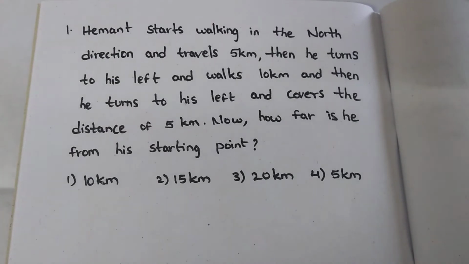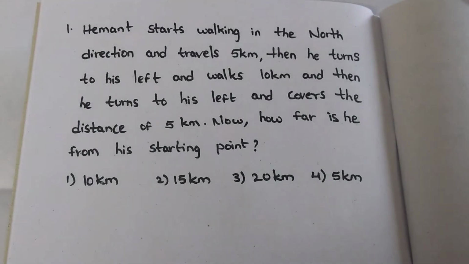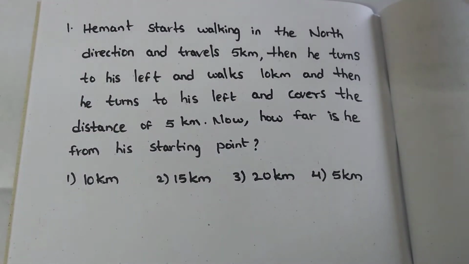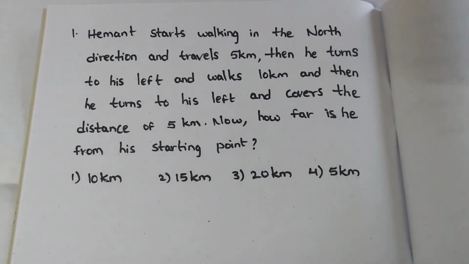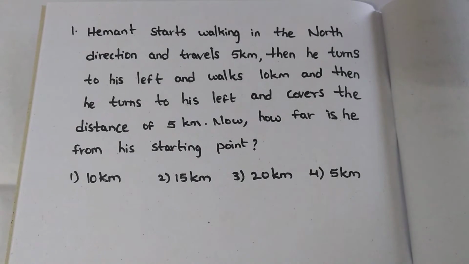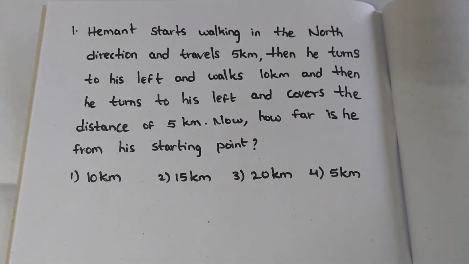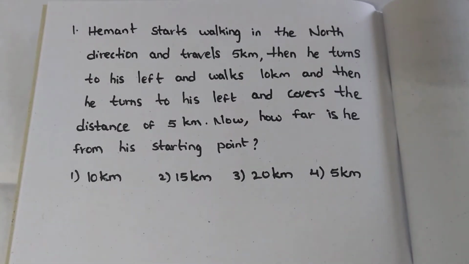Question 1. Hemant starts walking in the north direction and travels 5 kilometers. Then he turns to his left and walks 10 kilometers. And then he turns to his left and covers the distance of 5 kilometers. Now, how far is he from his starting point?